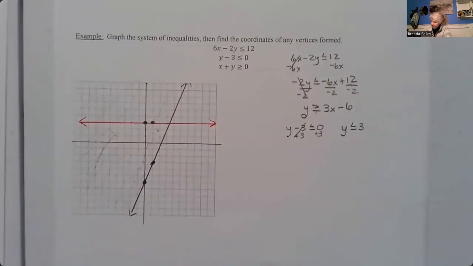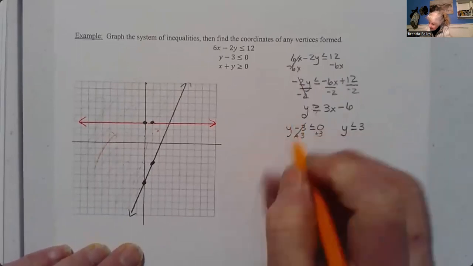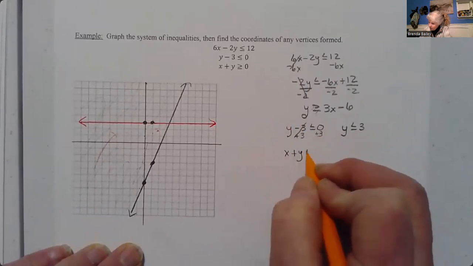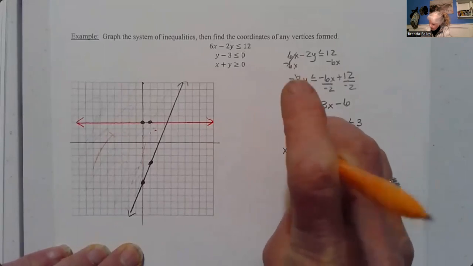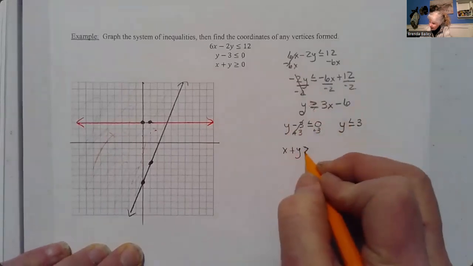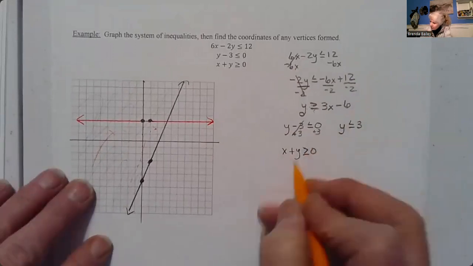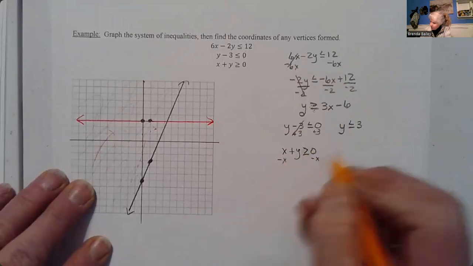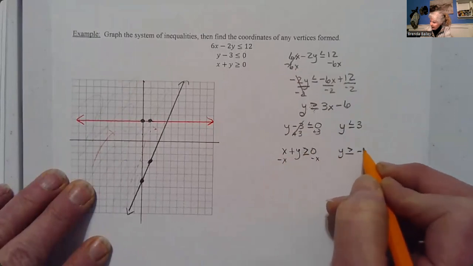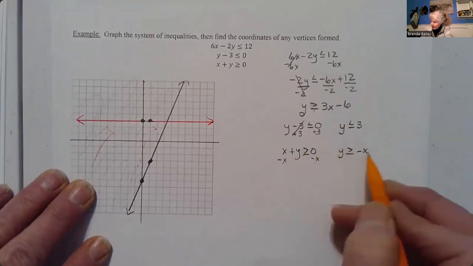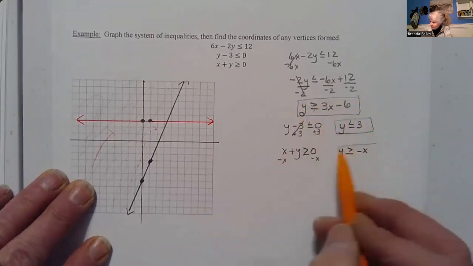We have one more to go. x plus y greater than or equal to 0. Make sure you copy those right. It does matter. Subtract x. So we have y's greater than or equal to negative x. Negative x and 0 is just a negative x. So these are the 3 lines that I have graphed.